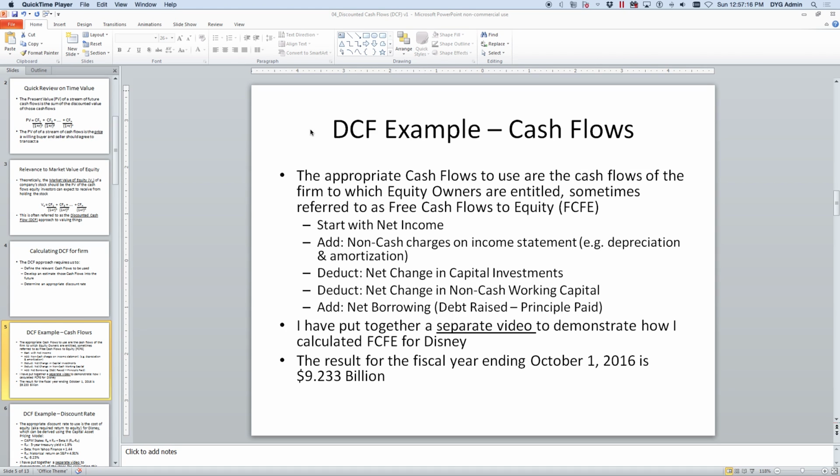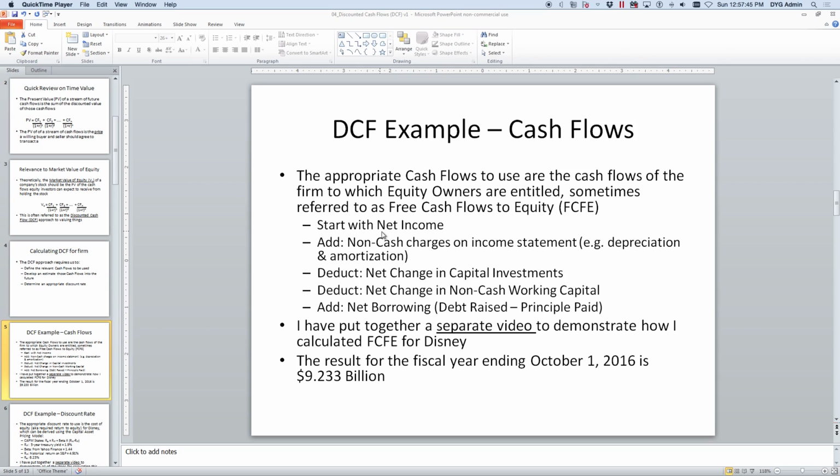This video is to give you an example of how to get the information and calculate free cash flows to equity for purposes of doing valuations. For starters, the appropriate cash flows to use for any sort of valuation of equity are the cash flows that the equity owners are entitled to, and we call those free cash flows to equity.